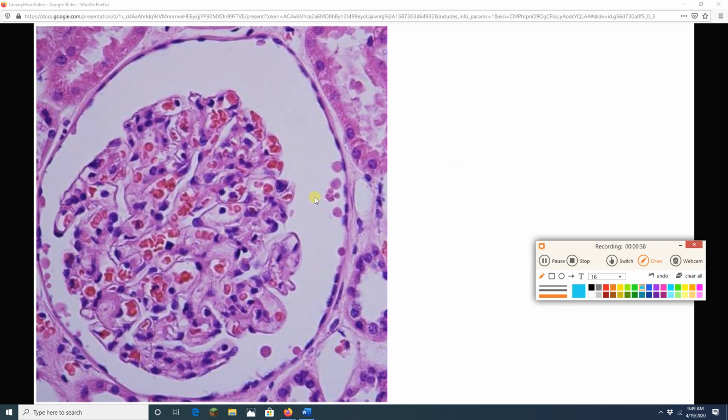So what we notice first of all is this ball of stuff right here. This round thing that I'm putting a blue circle around is a glomerulus. A glomerulus is a ball of fenestrated capillaries. There are about 1 million glomeruli in each kidney. They're in the renal cortex. Each is a ball of fenestrated capillaries. Each is going to be the site of blood filtration.